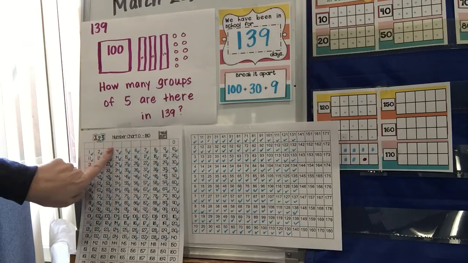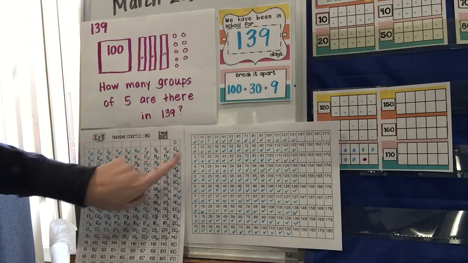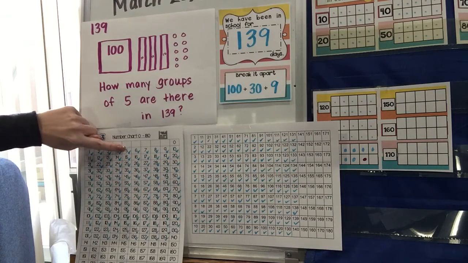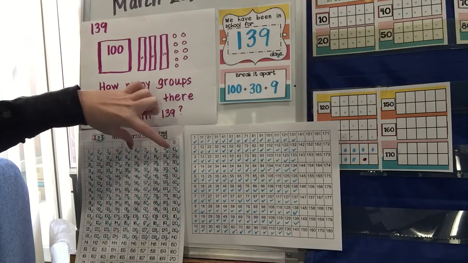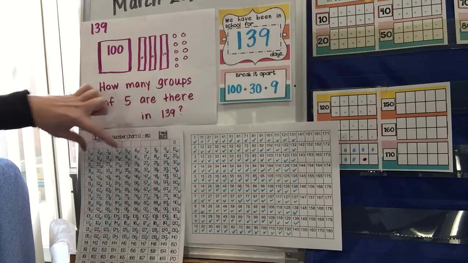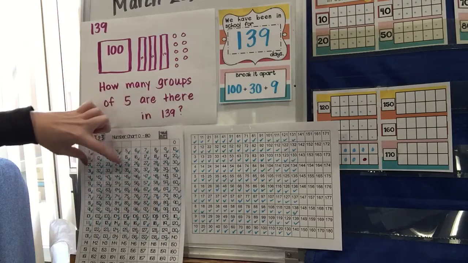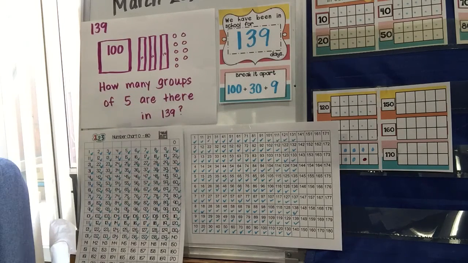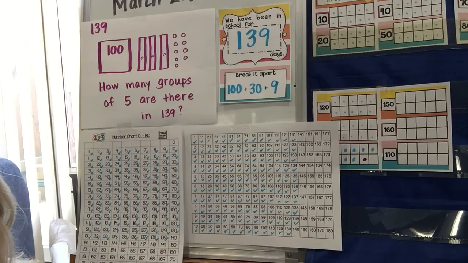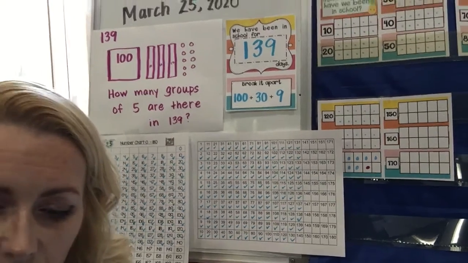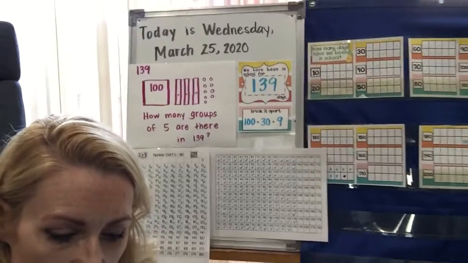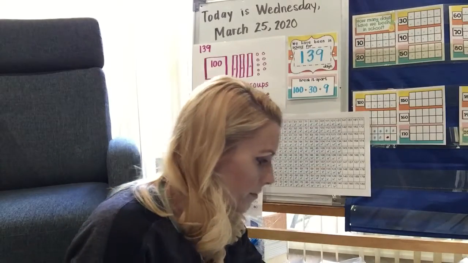If this whole row is a group of 10, and we know that 5 and 5 is 10, here's a group of 5, here's a group of 5. Group of 5, group of 5, group of 5, group of 5. So go ahead and see if you can figure out how many groups of 5 are in the number 139.